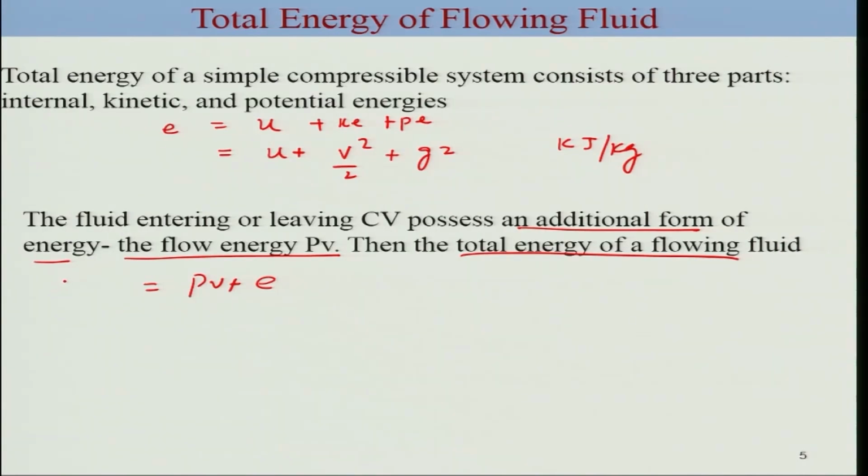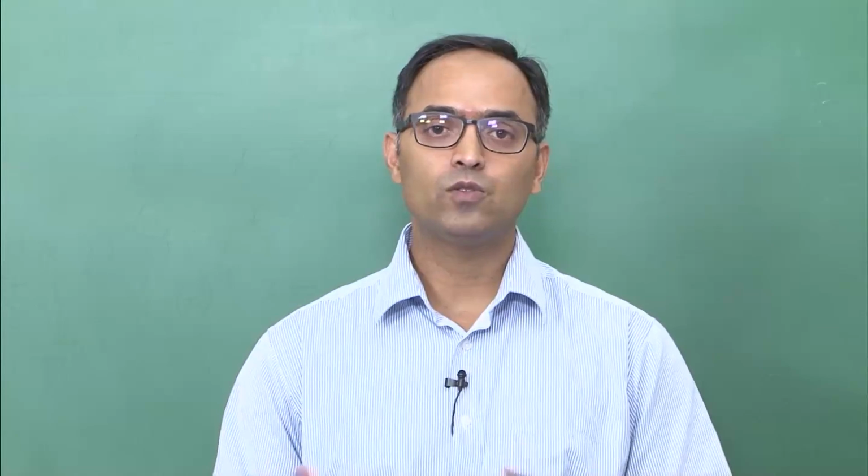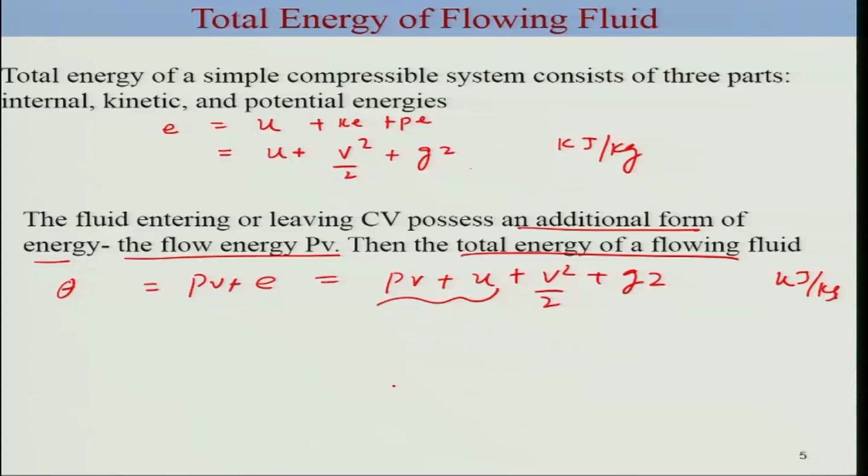Okay, so we will represent this by a symbol theta here, and we can now use the expression developed for e and replace it here. So, this will be your PV plus u plus V square by 2 plus g z. Note that this will also be in kilojoules per kg. Now, this expression we have already defined when we were discussing the tables. So, this PV plus u is defined as enthalpy. So, h is nothing but PV plus u, that is by definition.